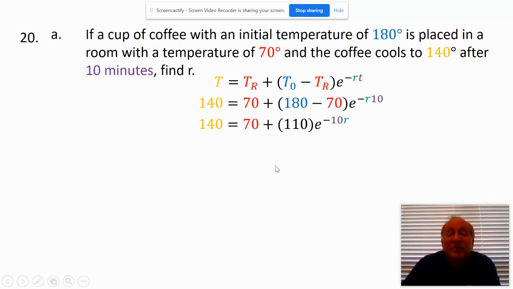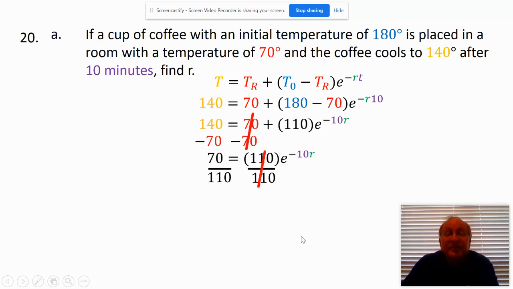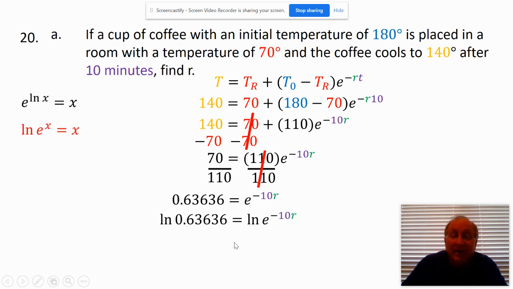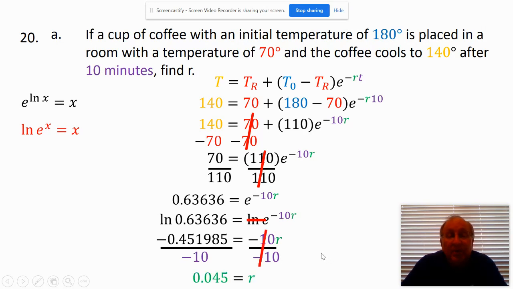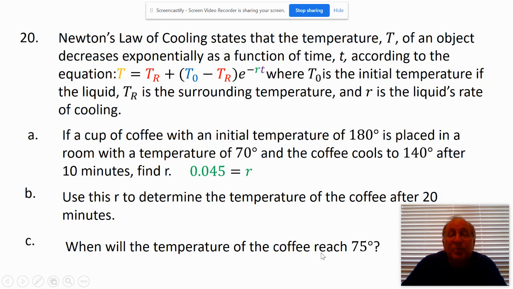Basically, 180 minus 70 is 110. I'm going to subtract 70 from each side, then divide by 110, and I get this nice decimal. You can make it 70/110 if you want, but I like this better. Now, how do I get rid of the e? With ln. So it cancels out. Then I go to my calculator and type in the ln of that, and I get negative 0.541, divided by negative 10, which means the rate R is 0.045.